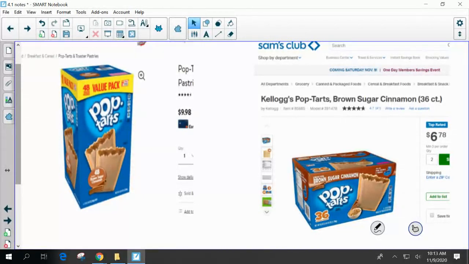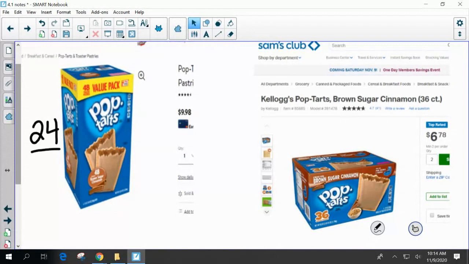All right, so this is a box of 48 value pack for $9.99. If this is 48, does that mean 48 little packs of Pop-Tarts or 48 Pop-Tarts? 48 Pop-Tarts. So how many packs of Pop-Tarts is that? 24. There are 2 in every pack, right? So this is actually only 24 packs of Pop-Tarts. That's kind of misleading, but that's how they package it.